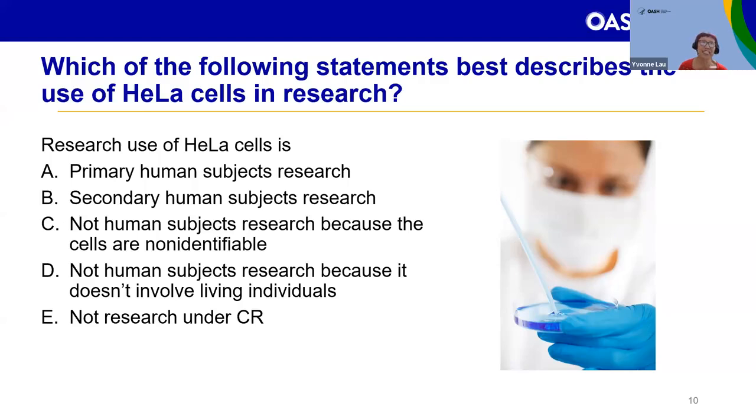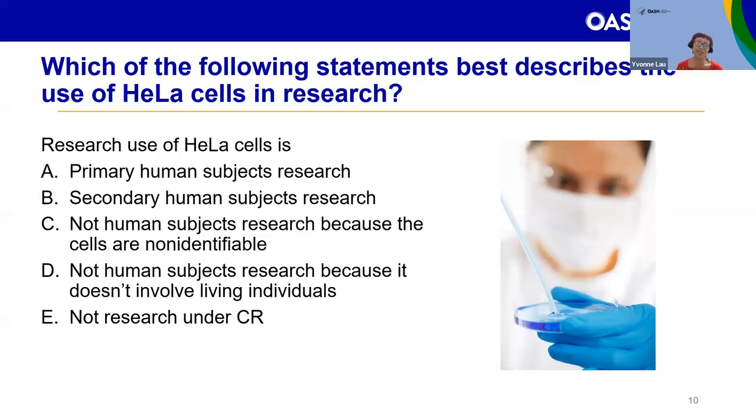So what about secondary human subjects research? Yes. And again, you could be saying that because to you, it is identifiable. So it is secondary research because there's no interacting and intervening on this occasion, and it is actually identifiable because there's been so much coverage. So I wouldn't say that's wrong either. I personally chose D, not human subjects research, because it doesn't involve living individuals. I think for me, that is the most straightforward and best response for this particular question.